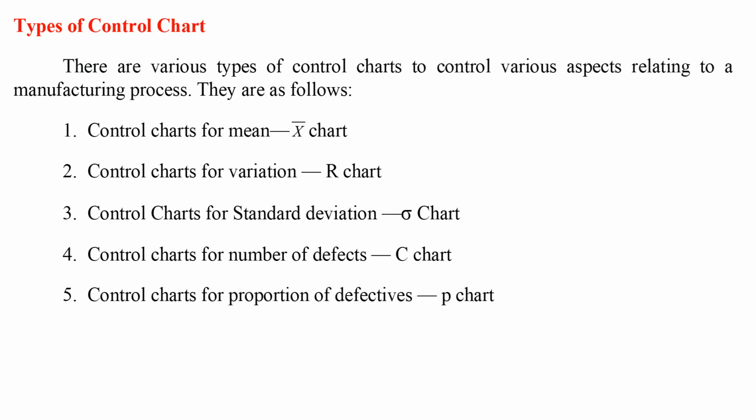Types of control chart. There are various types of control charts to control various aspects relating to a manufacturing process. They are as follows. 1. Control charts for mean, X-bar chart. 2. Control charts for variation, R chart. 3. Control charts for standard deviation, small sigma chart. 4. Control charts for number of defects, C chart. 5. Control charts for proportion of defectives, P chart.